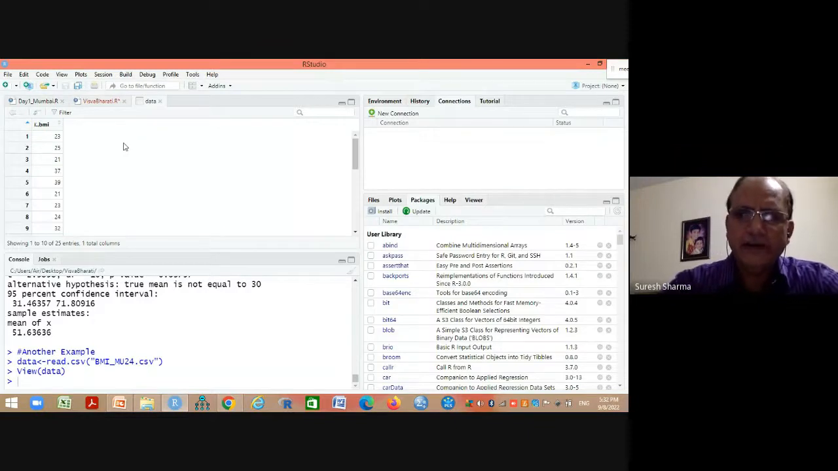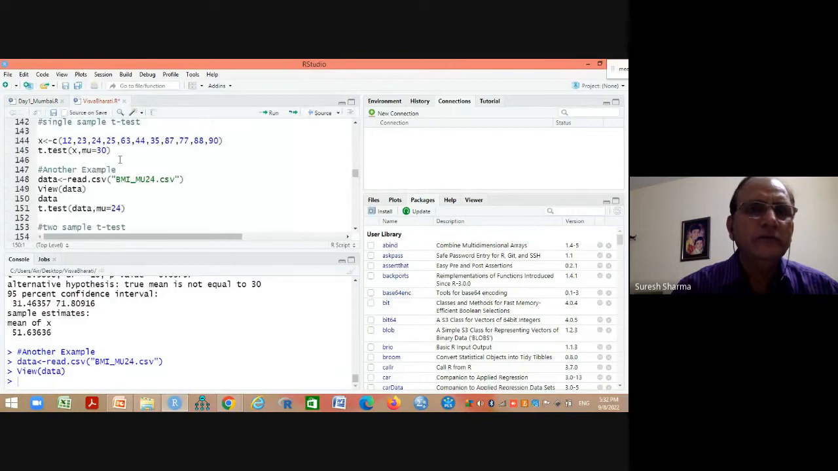Now, if I accept this hypothesis, then there is nothing to worry about. People are okay, fine, no problem. But if I reject the hypothesis, then I have to be careful whether the people are moving towards obesity, or they have an underweight problem, or they have an obesity problem. The answer to this is given by, again, a one sample t-test.